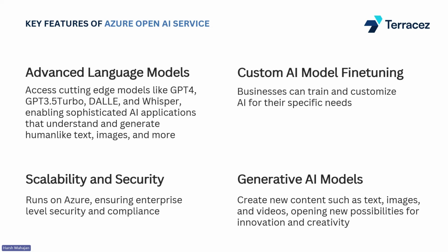So first of all, it brings all the advanced language models like GPT-4 and 3.5 Turbo into the Azure ecosystem. Secondly, one of the important features it is offering alongside Azure is custom AI model fine-tuning. It means that you can train your own AI model based on your business requirements. It would understand your business processes, and it would give you insights and responses which are relevant to your business. It can assist you in making more accurate decisions.